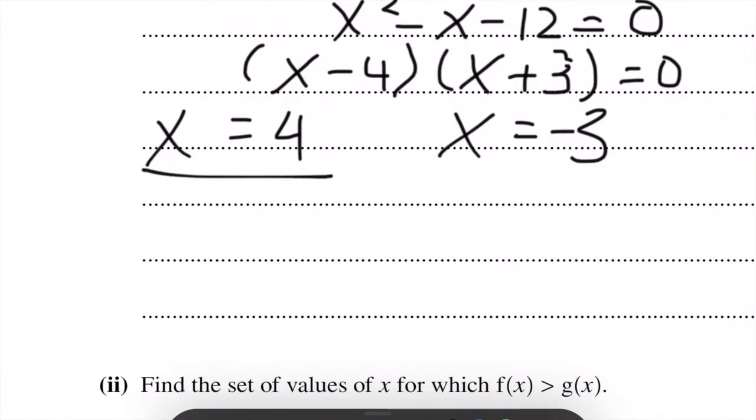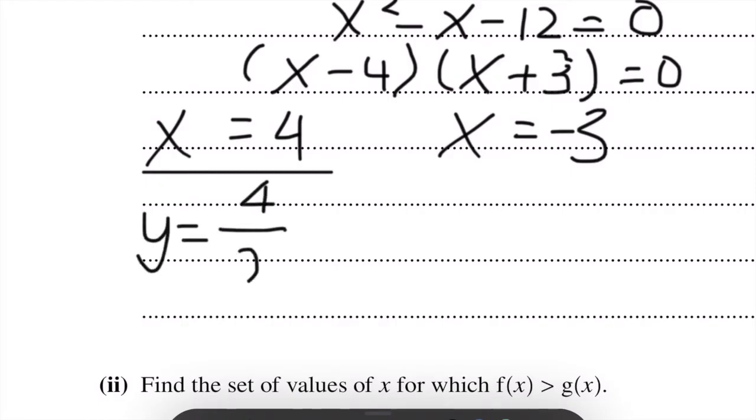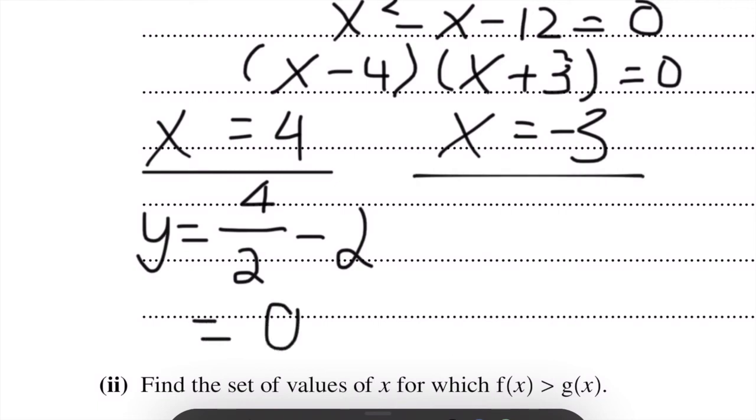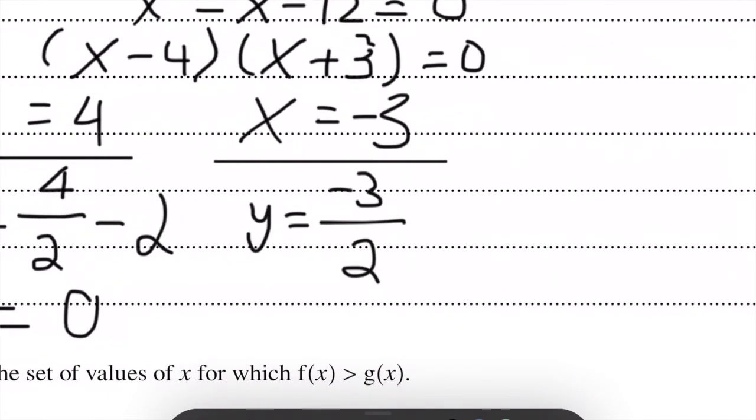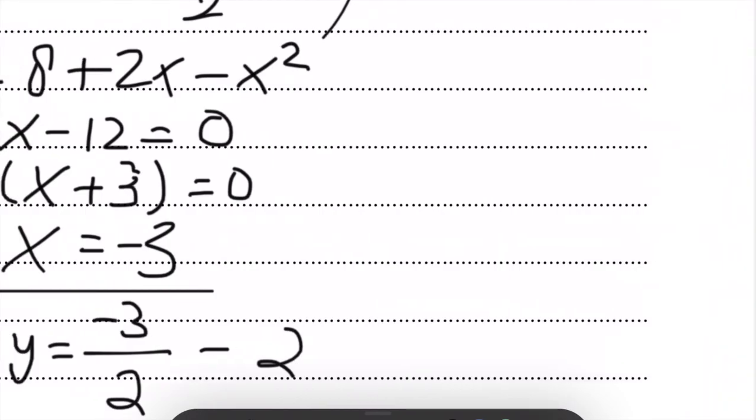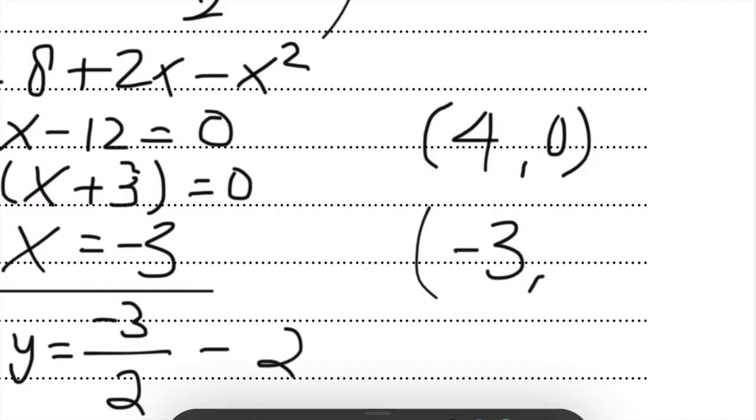When x is 4, you get y equals 4 divided by 2 minus 2, which is 0. And for x equals negative 3, you will get y equals negative 3 over 2 minus 2, which is negative 3.5. So your points are these two.